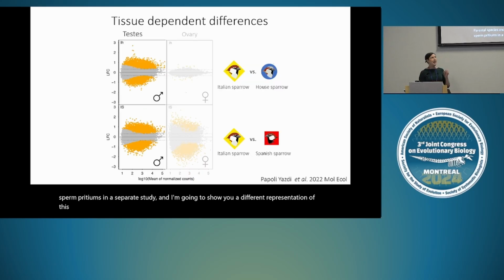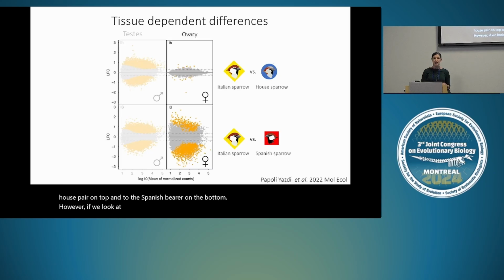In the left hand of this figure, you can see that in the testes, there's approximately the same number of genes that are differentially expressed compared to the house sparrow on top and to the Spanish sparrow on the bottom. However, if we look at the ovary instead, there's almost no genes that are differentially expressed compared to the house sparrow, but a lot of genes that are differentially expressed compared to the Spanish sparrow.